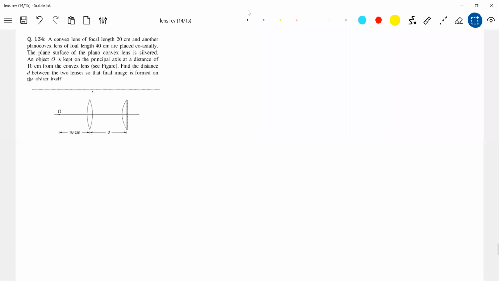See what should happen finally? They should retrace the path, no? From the principle of reversibility of light, that has to be applied. Focal length 20 centimeter, object is kept at 10 centimeter. And another plano convex lens of 40 centimeter are placed coaxially.